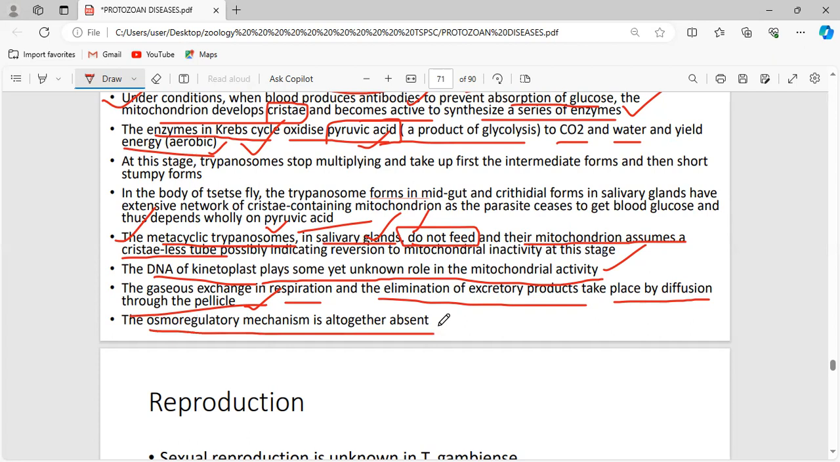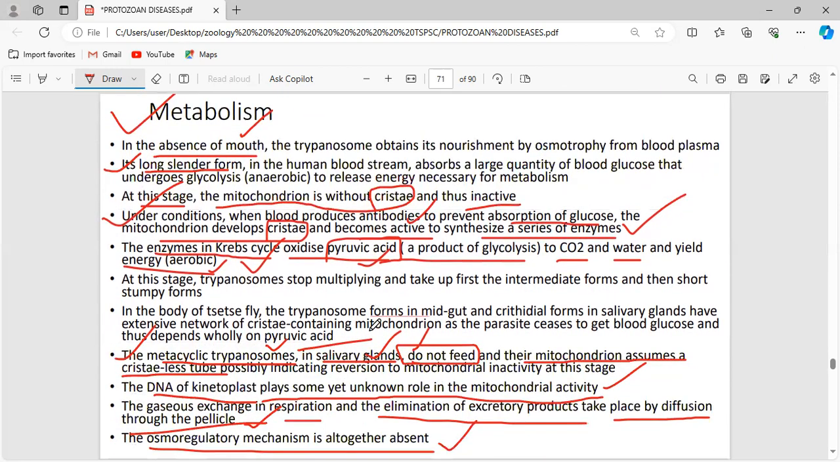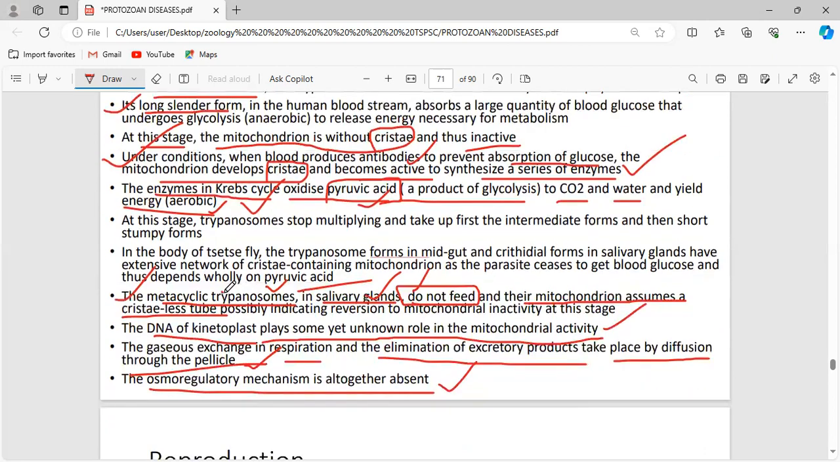The osmoregulatory mechanism is altogether absent. Although it is a protozoan, and we have said that a contractile vacuole is present in many protozoans and is responsible for the osmoregulatory function, in Trypanosoma the osmoregulatory mechanism is absent because the contractile vacuole is absent. That's all about the mechanism. Here you have to understand the processes they follow to synthesize energy. The first one is glycolysis and the second one is the Krebs cycle. This is what you have to remember. And the forms which do not undergo any feeding are the metacyclic forms.